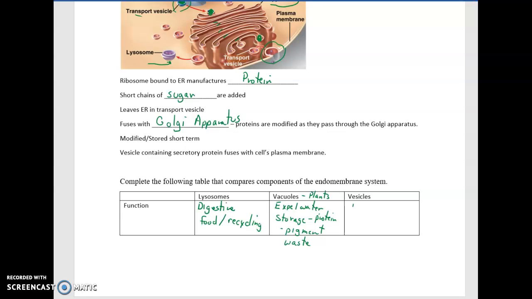Vesicles can transport proteins. That's what we saw in this diagram above. We had transport vesicles. And they can transport from the ER to the Golgi apparatus, and then to the plasma membrane. So ER is endoplasmic reticulum, GA is Golgi apparatus, and PM is plasma membrane.